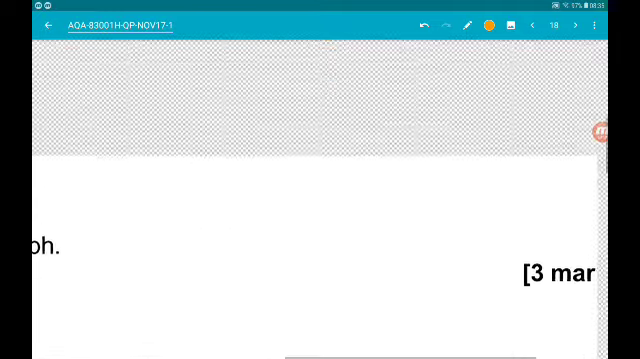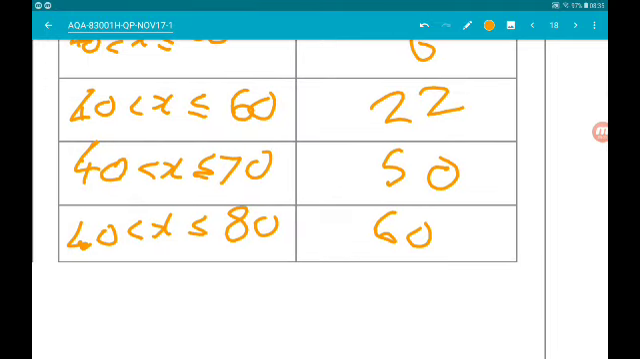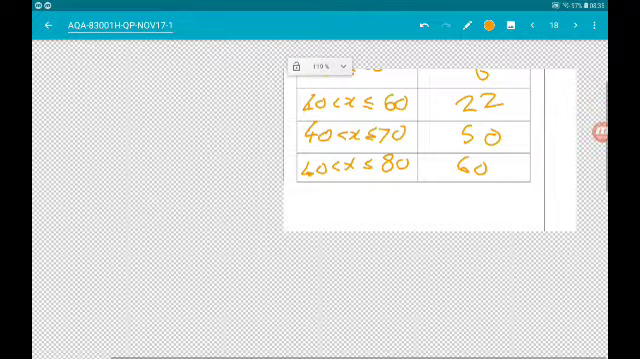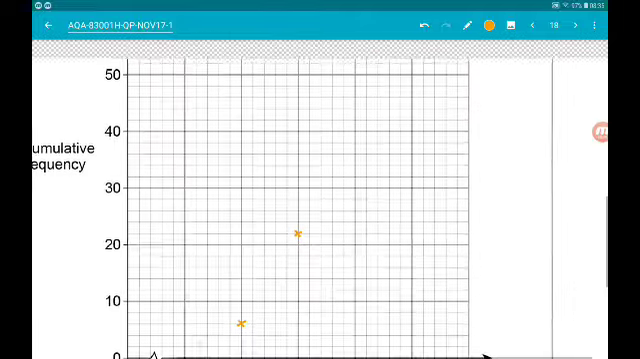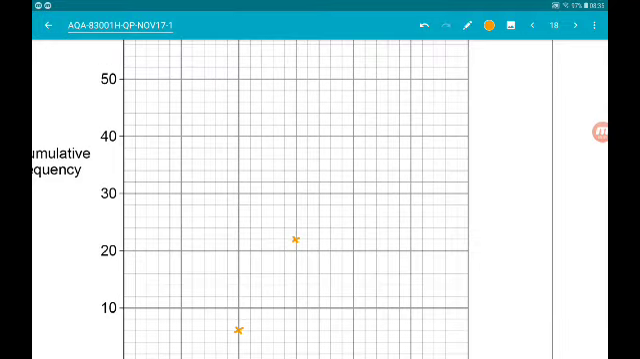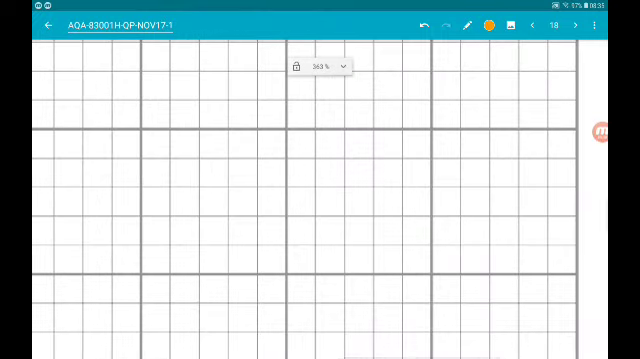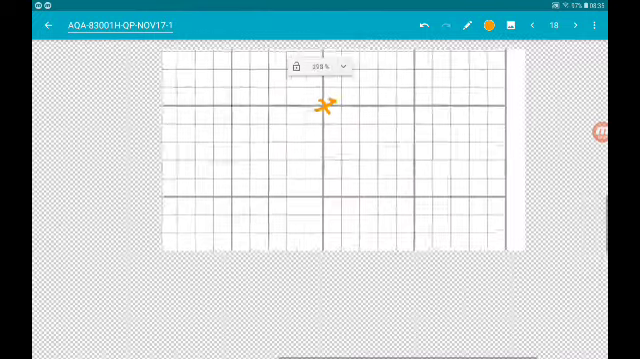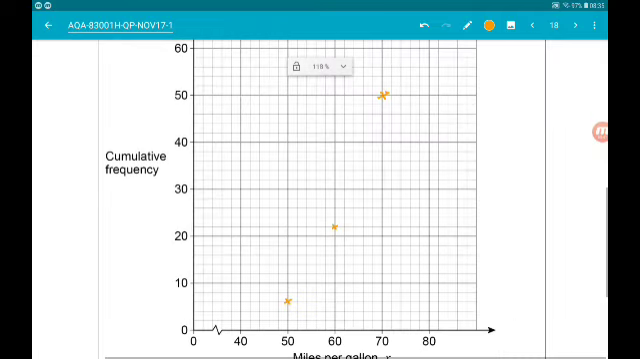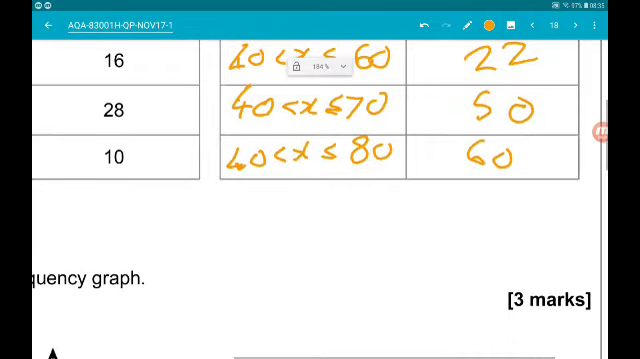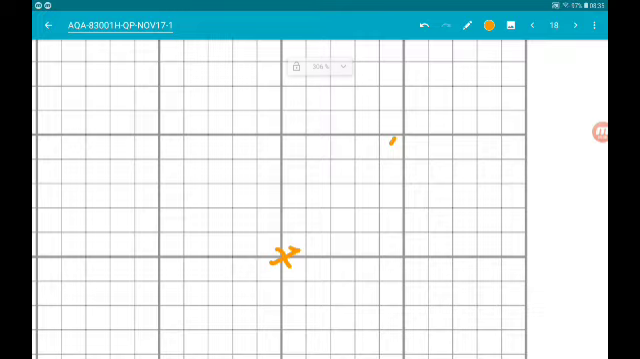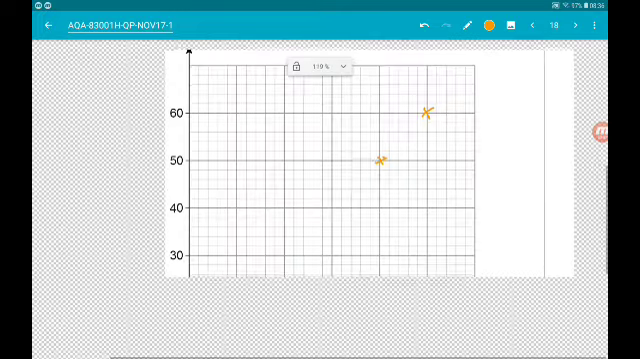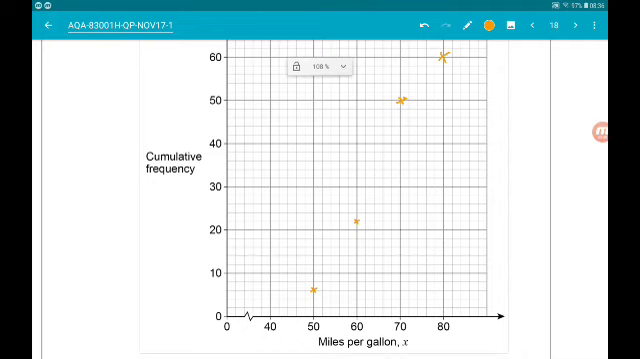Next one is 70, 50. So that's going to be here. And then the last one is 80, 60. So that's going to be here.